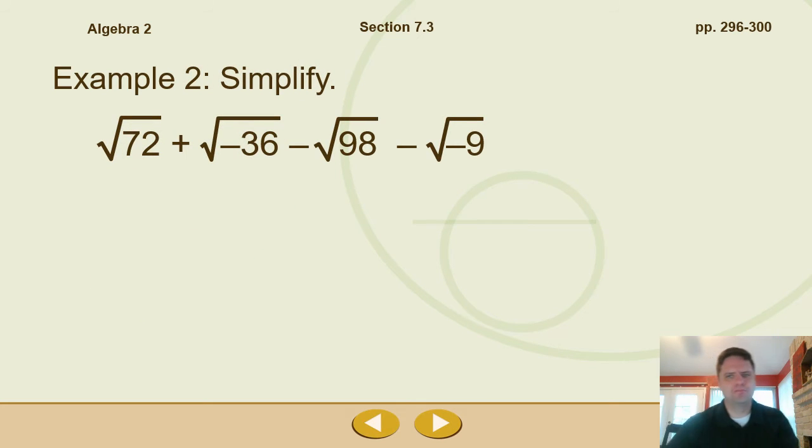What about example 2? Here's another one. We just need to simplify. Now remember, the first step in all of these is just doing the factors of the numbers underneath the radicals, trying to get them to match one another so that way we can actually add or subtract them all together.